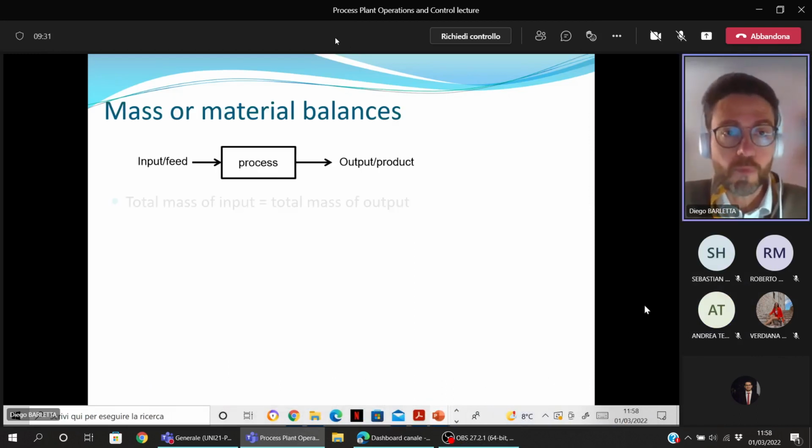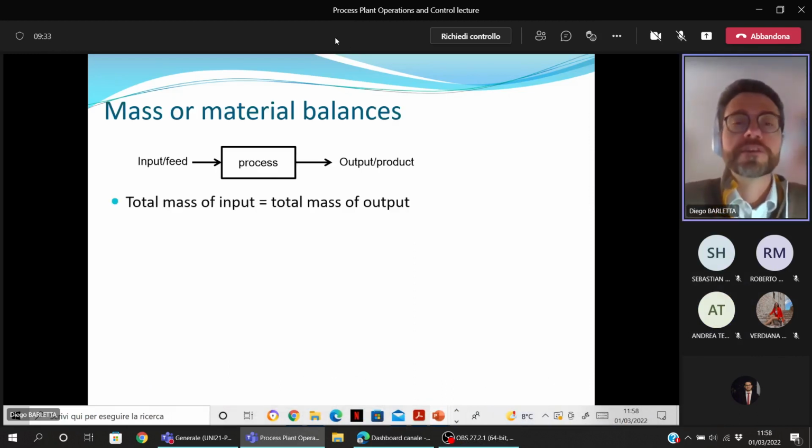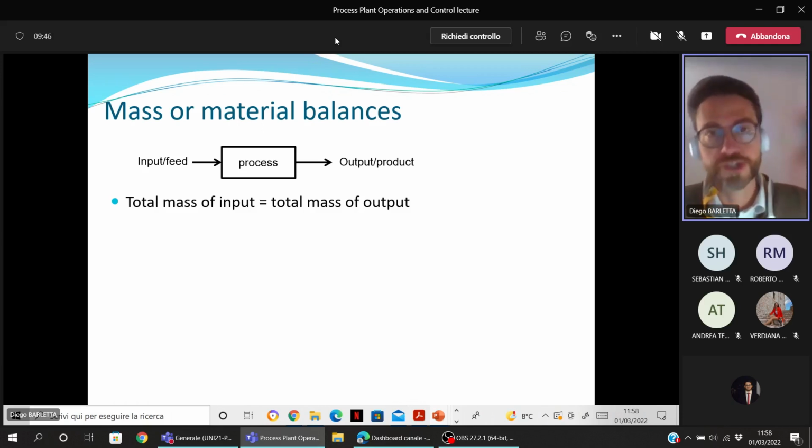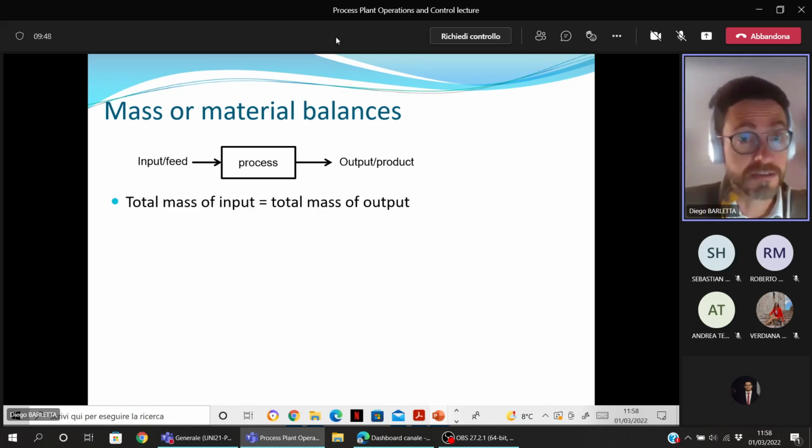So, what is the concept? First of all, we start with the mass or material balances. Then we will also have energy balances. Somehow, I think you have some background knowledge about balances, at least the energy balances, maybe less the mass balances.